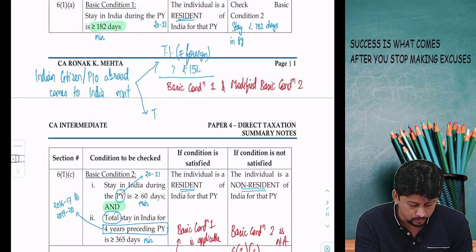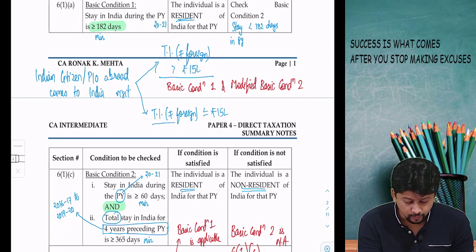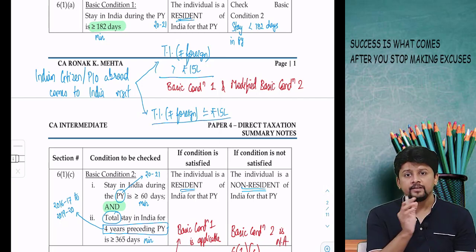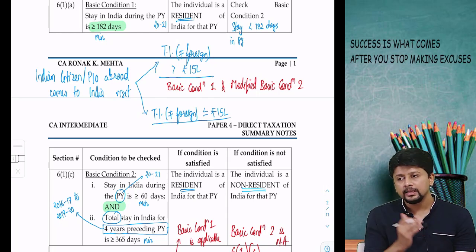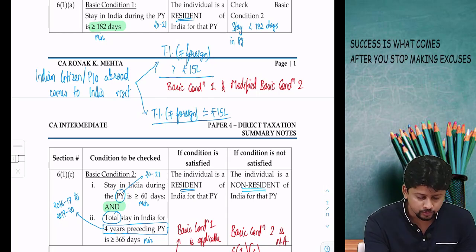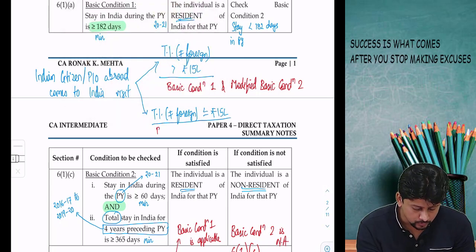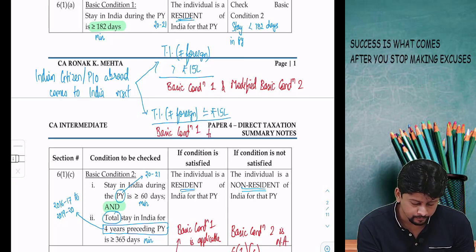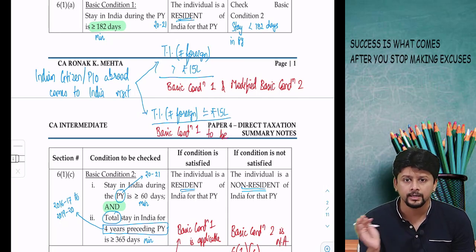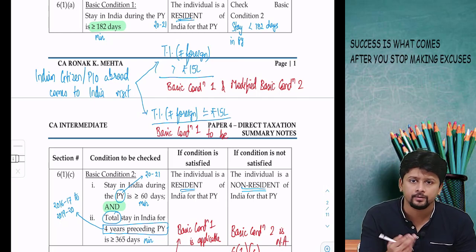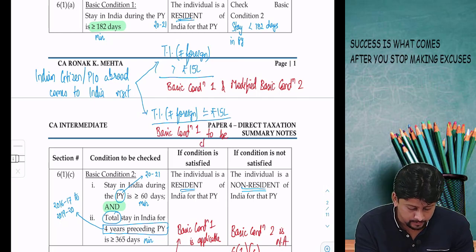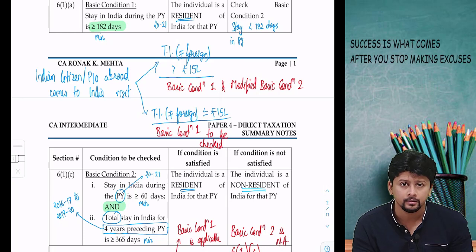But if my total income other than income arising from foreign sources is less than or equal to 15 lakhs, then I don't fall in the amendment. Then I fall in the exceptional case that was always applicable, which means all that I have to do is only check basic condition number 1. Basic condition number 2, the old one and the new one, before modification and after modification, nothing applies. It is only basic condition number 1 to be checked.